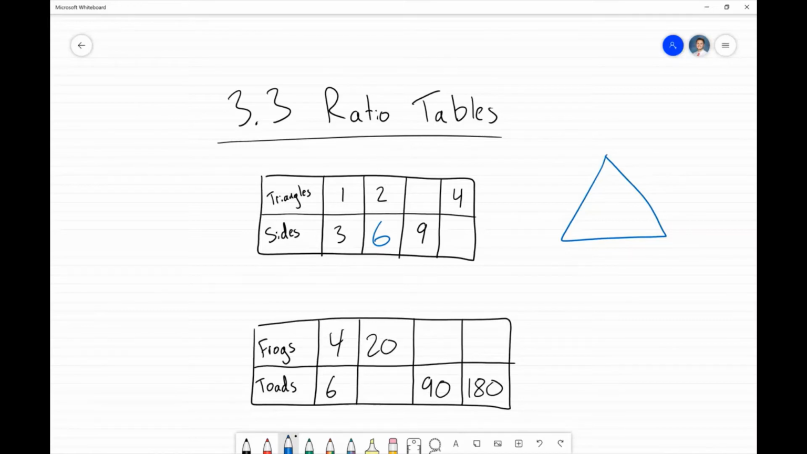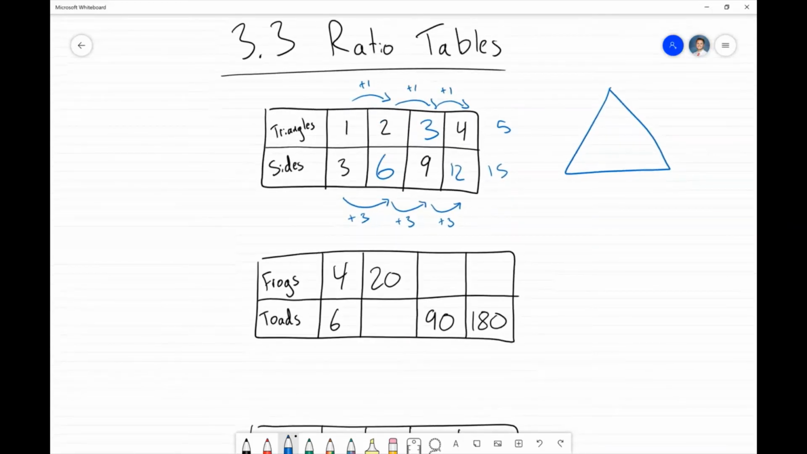Now, our next one, we have 9 sides. So we could look at, okay, how many triangles is that? You can also see, in this case, right, the triangles are increasing by 1 here. This is plus 1. So this one here would be 3. So that's adding 1 and adding 1. And we can see down here, we're adding 3 every time. So we could just continue with that. So if we were to do another one, 4 plus 1 would be 5, 12 plus 3 would be 15, and so on.